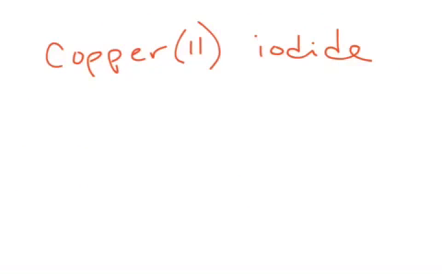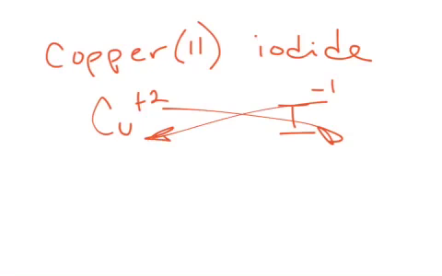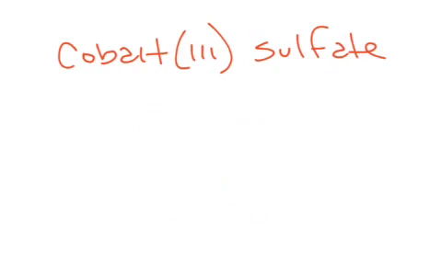So if you're given a name like copper 2 iodide, this 2 right here just means that the copper has a charge of +2. Okay, iodine is a regular nonmetal, so you just look it up on the periodic table. It's -1. So if we're crisscrossing to make a formula, you have CuI2.